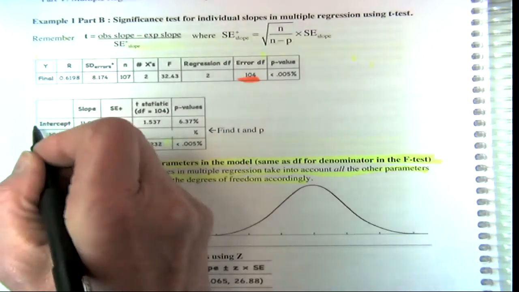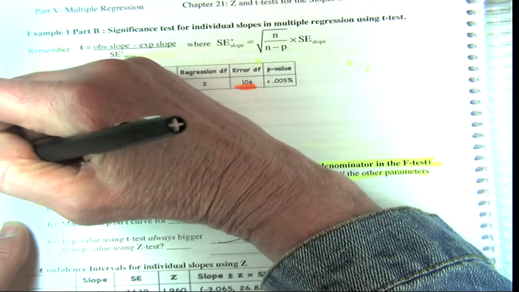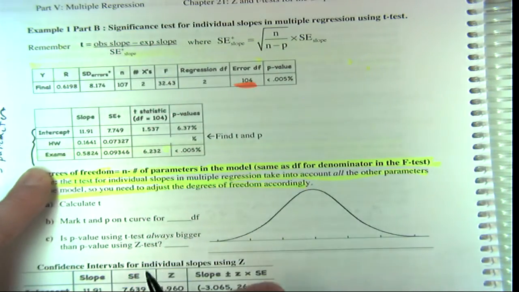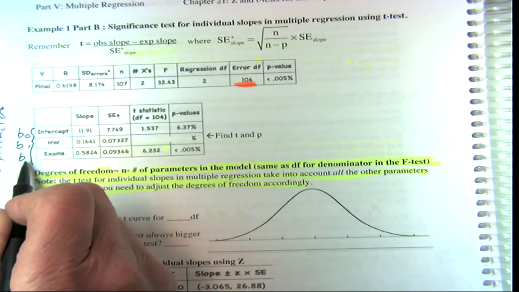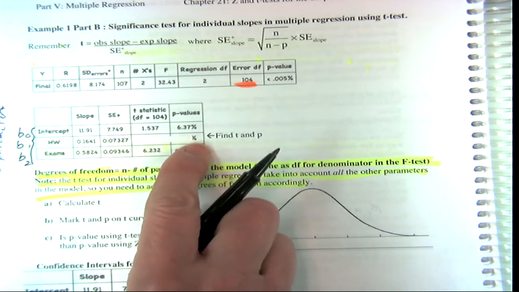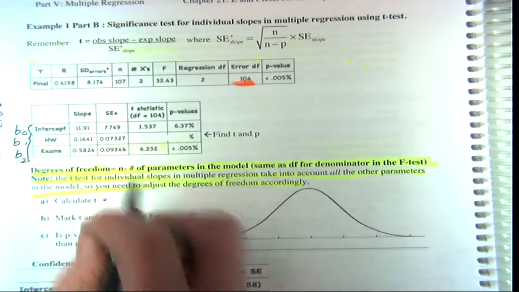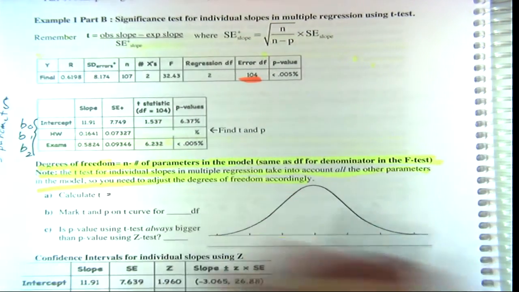So we have 3 parameters here. You can see, here are our 3 parameters. We have that same model, the intercept, and here they are again. And what are we going to do? We just want to find t and p. So we're going to calculate t. We'll do exactly the same thing. So what's t? We're just going to use these right here.